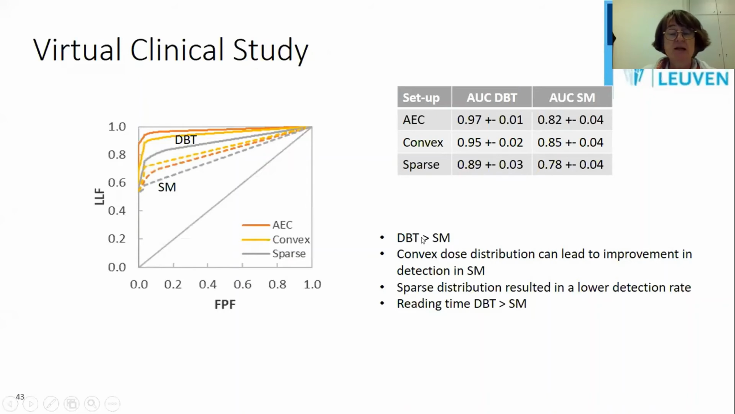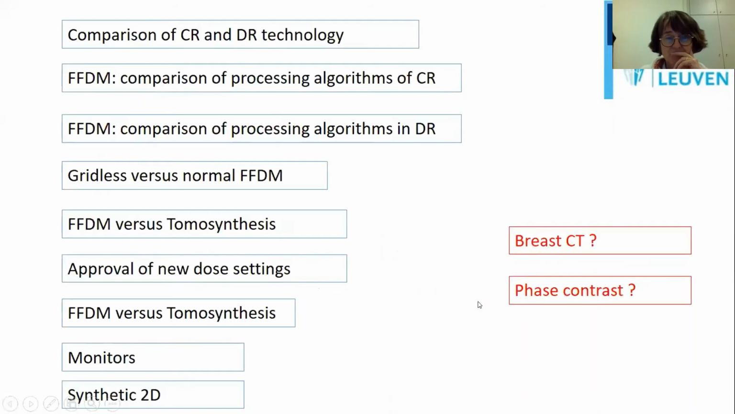And from this, we come to some conclusions. First, that DBT was still outperforming synthetic mammography, so no way that we recommend anybody to just use synthetic mammography. No, it should still be used in combination with DBT. And then also that this convex dose distribution, with a little bit more dose to the central projections and a little less to the peripheral, can lead to an improvement in the synthetic mammography. Also, we did not see a good reason, with regard to the detectability of calcs and masses, to go to a more sparse distribution. So I come to the end of this presentation.